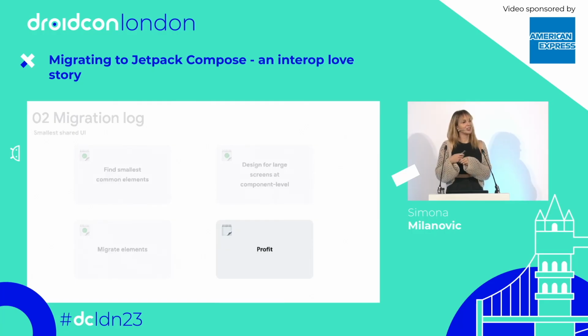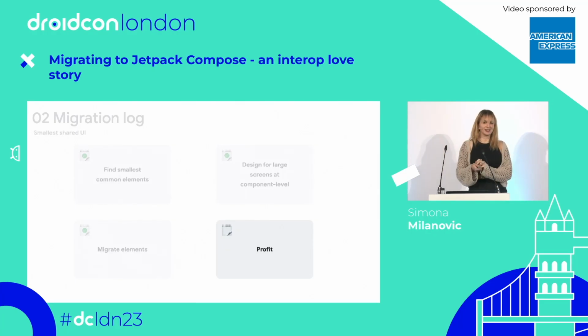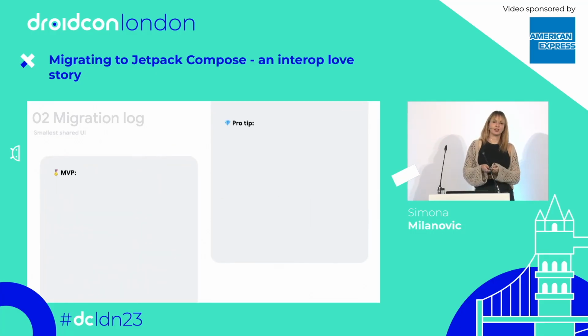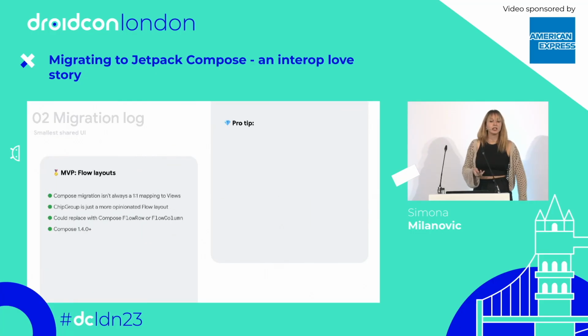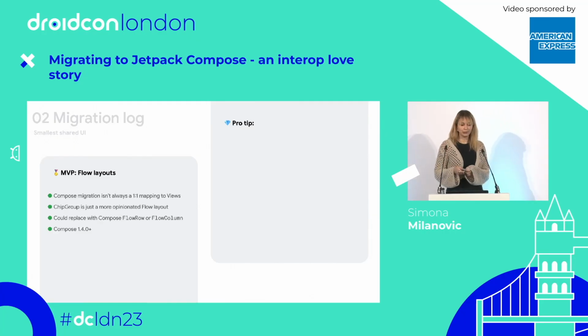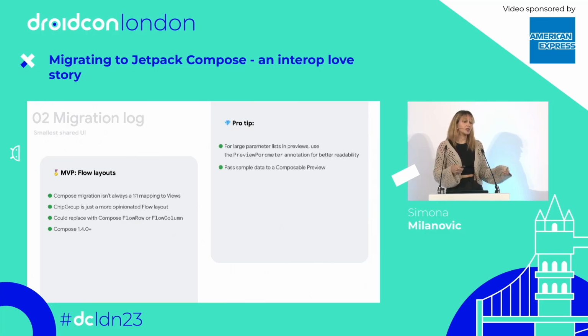lines, XMLs, styling and theming resources, custom binding adapters, etc. Now, the MVP and pro tips for the specific steps are flow layouts. Now, remember, Compose isn't always a one-to-one mapping, like we said, right? Since the chip group is just a more opinionated flow layout, you could consider replacing it with an actual Compose flow layout, like a flow row or a flow column. And since Compose 1.4, we actually introduced flow layouts as well. When it comes to the pro tip, if you have a large parameter list in previews that you need to pass, you can use the preview parameter annotation for much better readability.